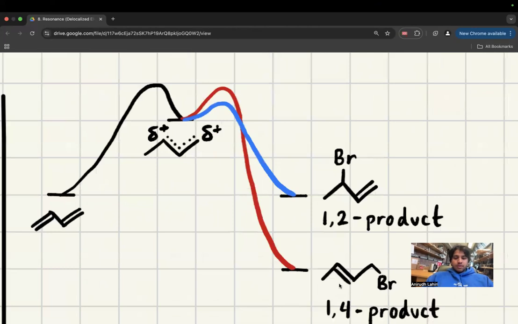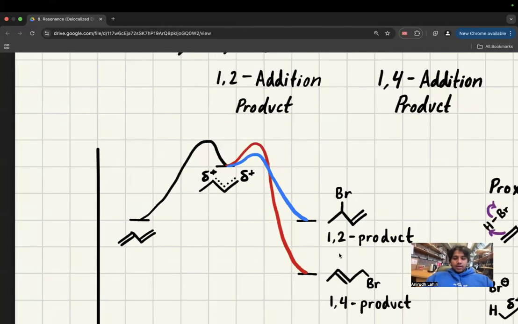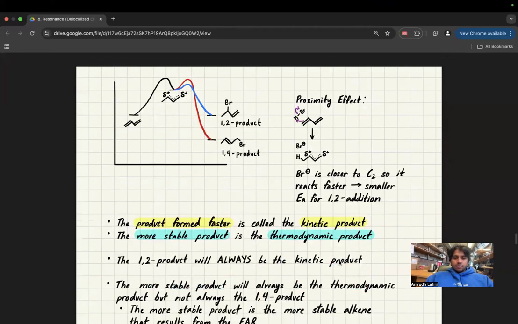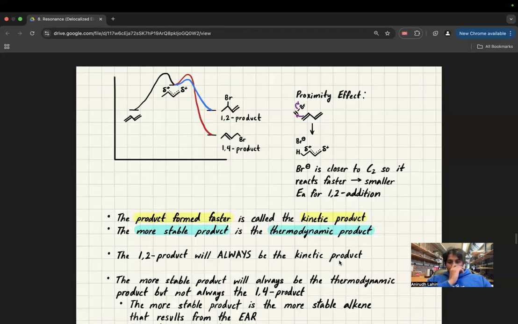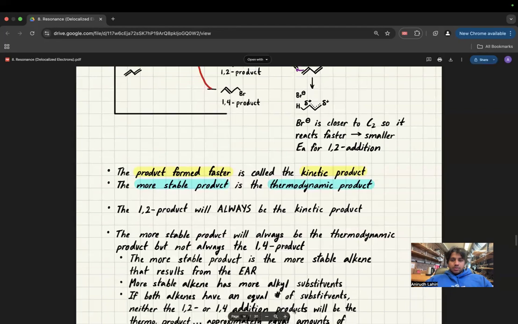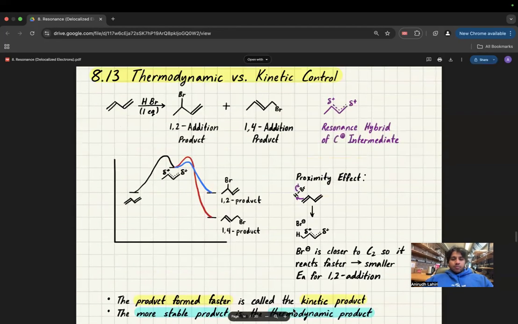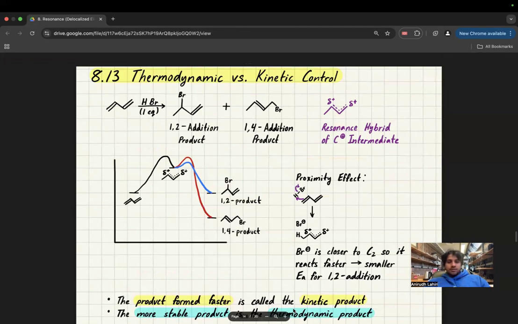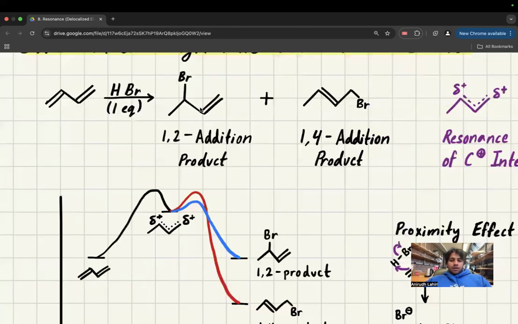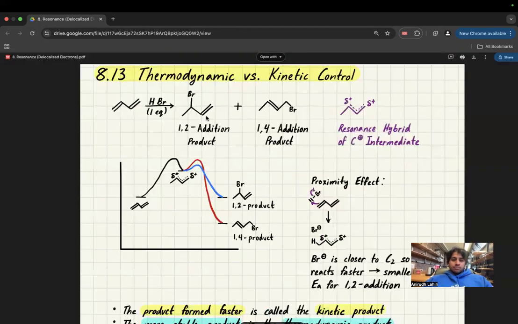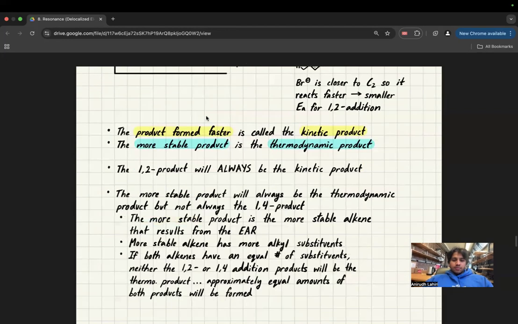So this is thermodynamic, this is kinetic, this is thermodynamic. Okay, the 1,2 product will always be the kinetic product. 1,4 will always be the thermodynamic product. And I'll talk about what I mean by 1,2 and 1,4 in a second. But basically, 1, 2, 3, 4, 1, 2. That'll make more sense when I go over it in a second.